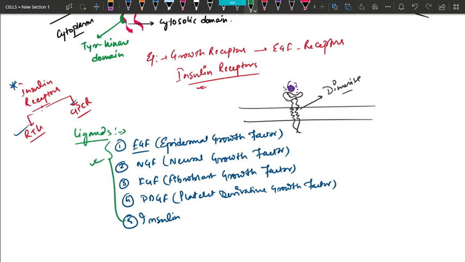Any kind of growth factors will act as a ligand which can bind with the receptor tyrosine kinase. Now the thing is, the ligand binding site is the N terminal and the cytosolic site is towards the C terminal. That is an important point, and we also mentioned that towards the cytosolic site there is a particular tyrosine kinase domain.